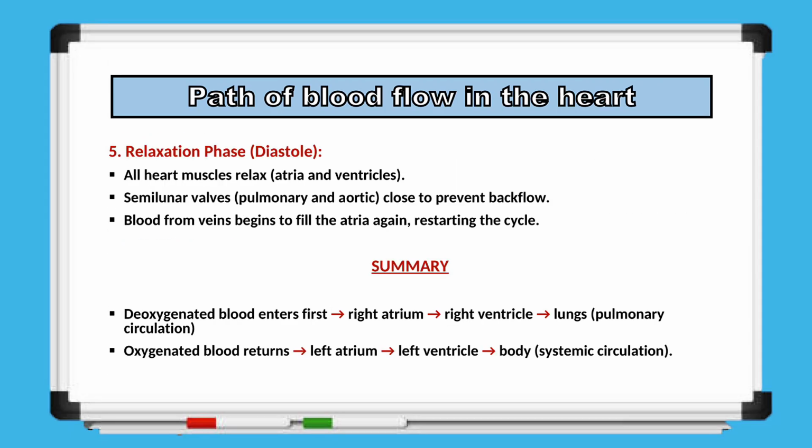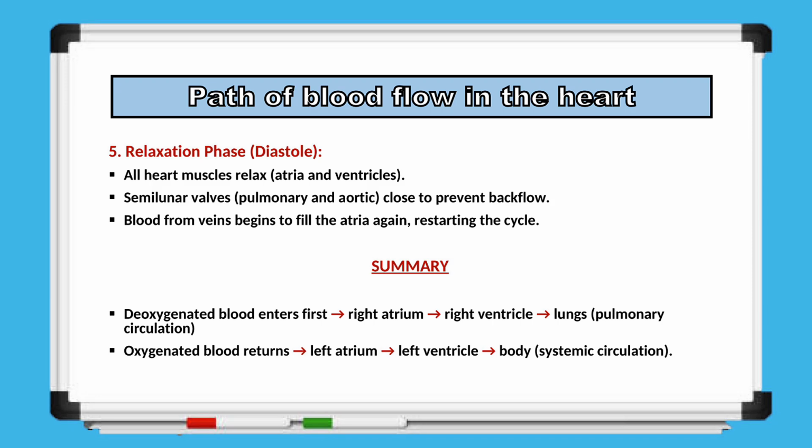And finally, after the blood is pumped out of the heart, the muscles relax during the diastole phase. Both the atria and ventricles relax, and the semilunar valves, the pulmonary and aortic valves, close to prevent any backflow of blood. As this happens, blood from the veins begins to fill the atria once again, preparing the heart to start the cycle all over.